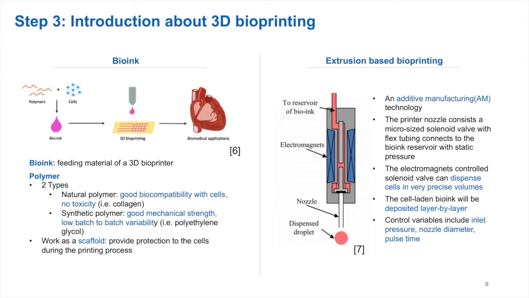Currently, there are three major types of 3D bioprinting methods, but extrusion-based is the most common method for printing of artificial livers. It consists of the following components: a 3-axis computer numerical control machine with a microscope, a micro-sized solenoid valve, and nozzles connected to a static pressured bioink reservoir via flexible tubing. Using all of this, the bioprinter provides free movement in XYZ directions, high-resolution nozzle position control, and dispenses cells in very precise volumes. Variables used to control the 3D bioprinting process are the inlet pressure, the internal diameter of nozzles, and the pulse time.